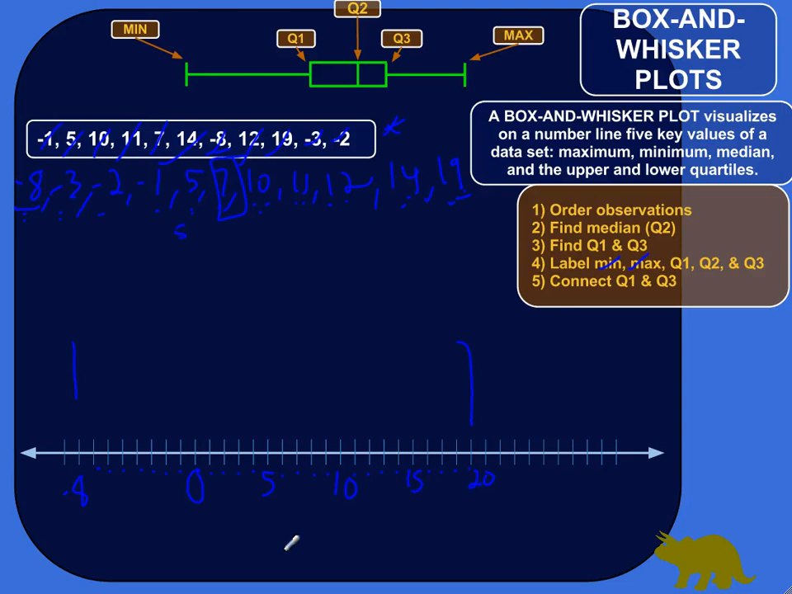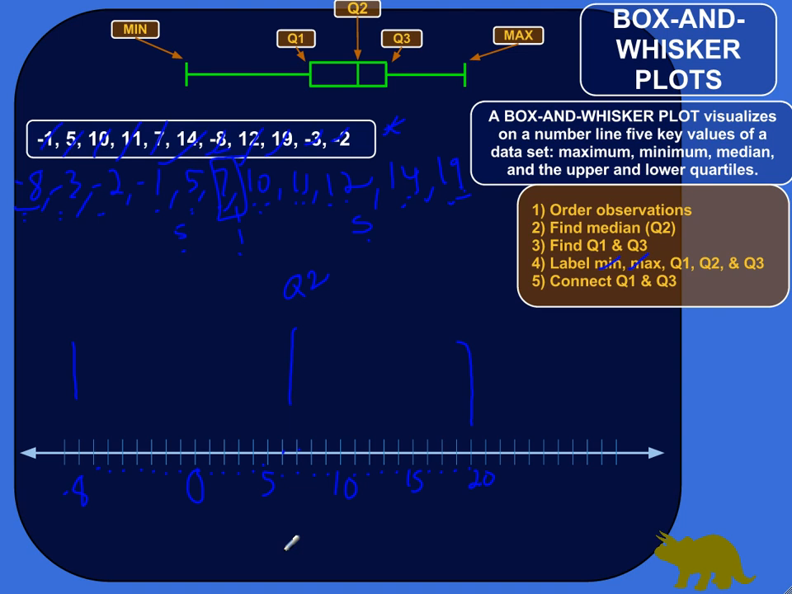So if there's 5 observations there, 5 here, and then the median, 5 plus 5 is 10 plus 1 is 11. There's 11 total data points in the set. So our median is 7. So we've got 5, 6, 7. So that is the median, or Q2.